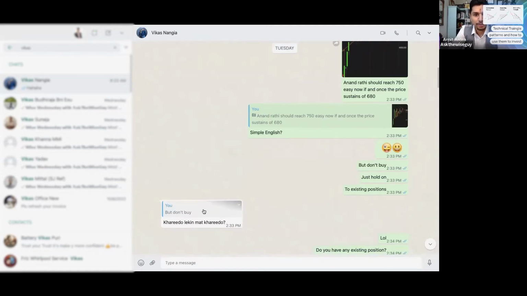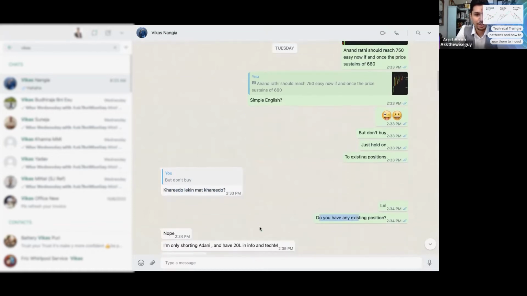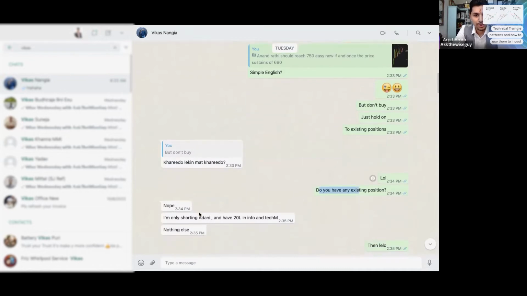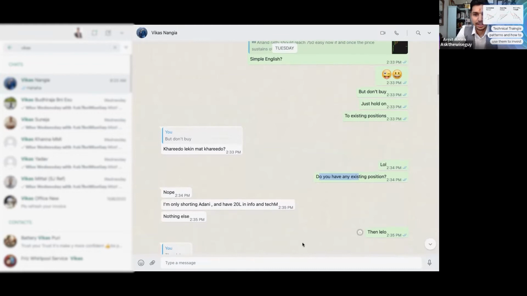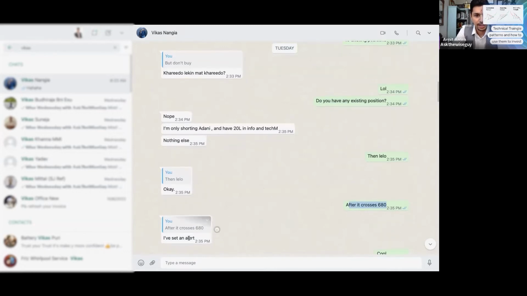So I was hoping he still bought it. He was joking with me कि मतलब खरीदो लेकिन मत खरीदो. So I said कि if you don't have any, do you have any existing positions? He said no. So he was talking about he's shorting another other companies and all. So I said ठीक है. If nothing else, then 680 cross hota hai. After it crosses 680, you buy it. He said, I've set an alert.